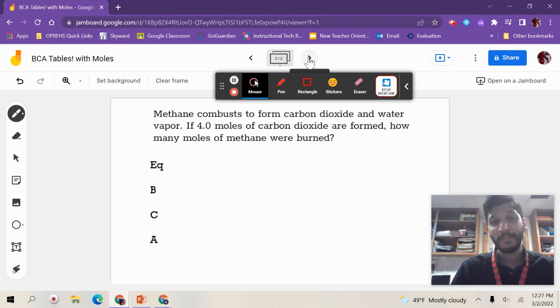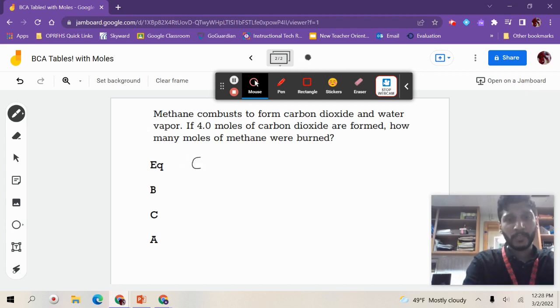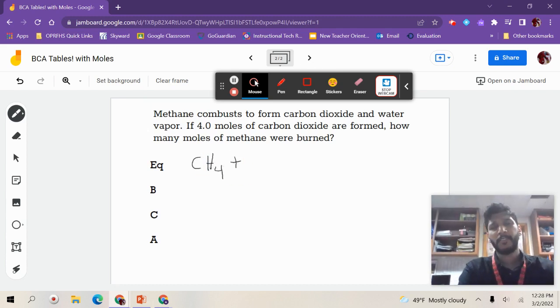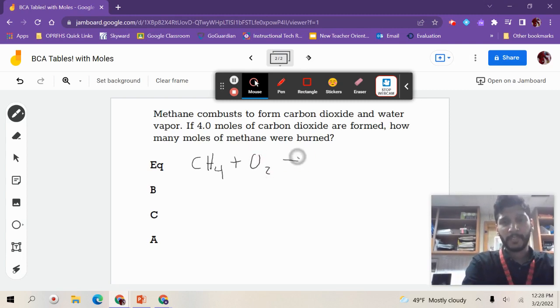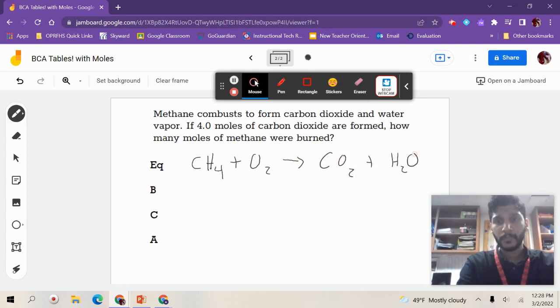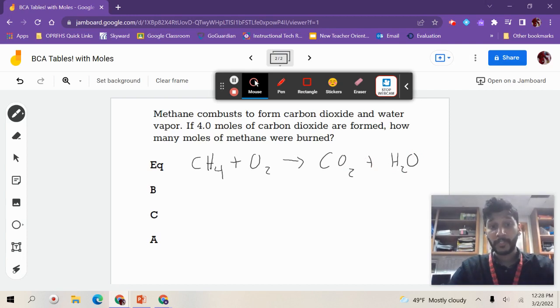Question 2 is: methane combusts to form carbon dioxide and water vapor. If 4 moles of carbon dioxide are formed, how many moles of methane were burned? Pause the video and try to write out what you think the equation would be. All right, so we have methane, which is CH4. If we have a combustion reaction, what does methane have to react with in the air? Oxygen, right? So it reacts with oxygen, forming carbon dioxide and water. All right, so we have our equation there.